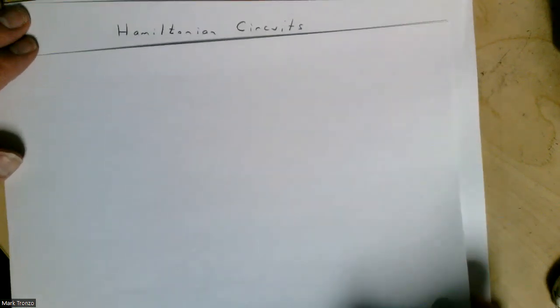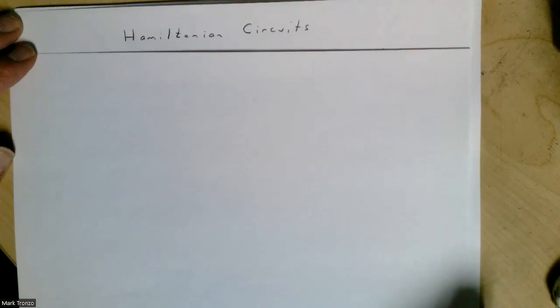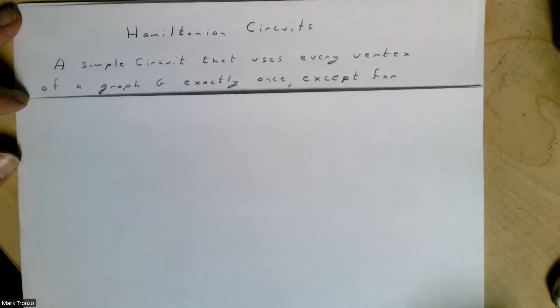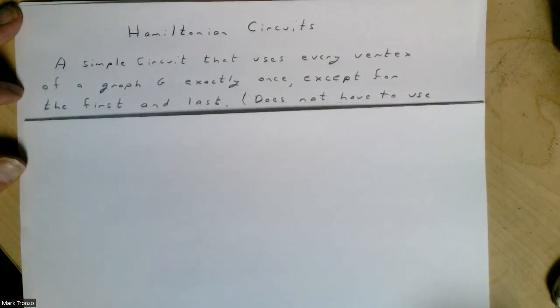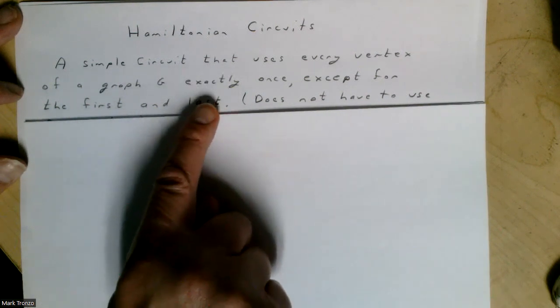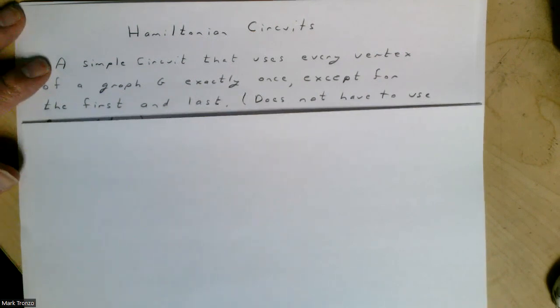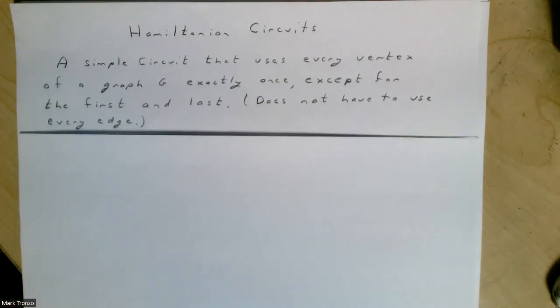Now we're going to consider Hamiltonian circuits. A Hamiltonian circuit is a simple circuit that uses every vertex of a graph exactly once, except for the first and the last. Now, it does not have to use every edge.